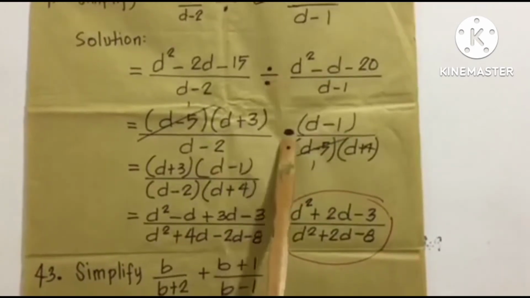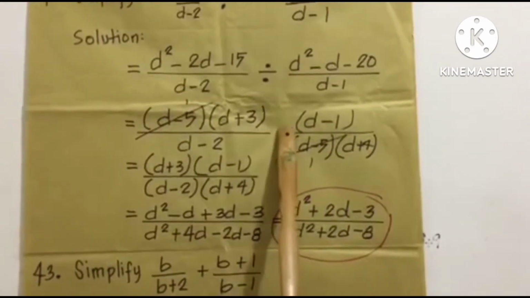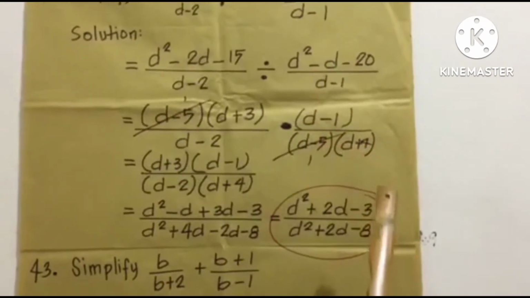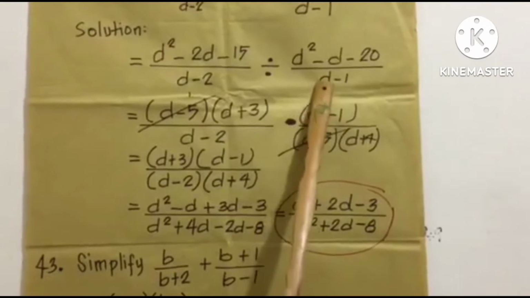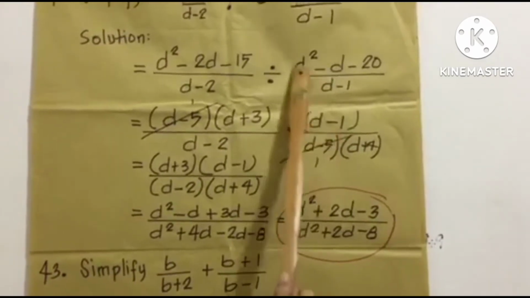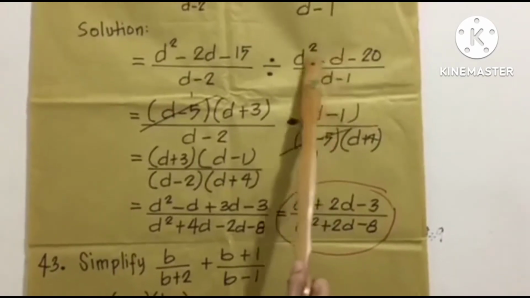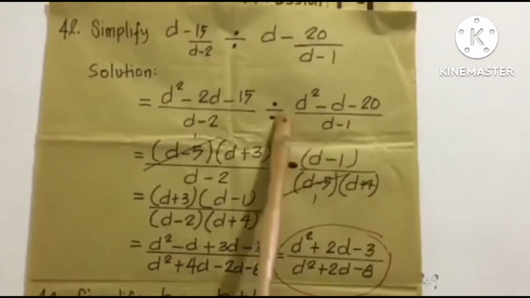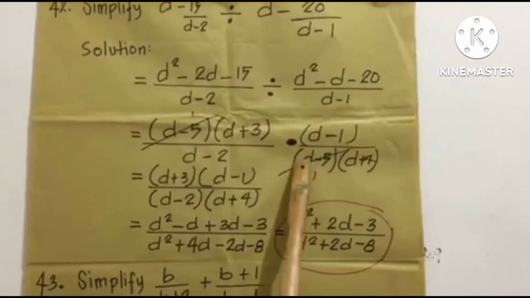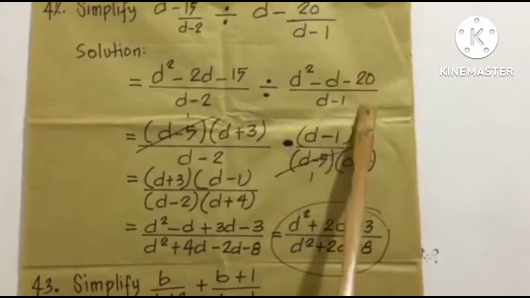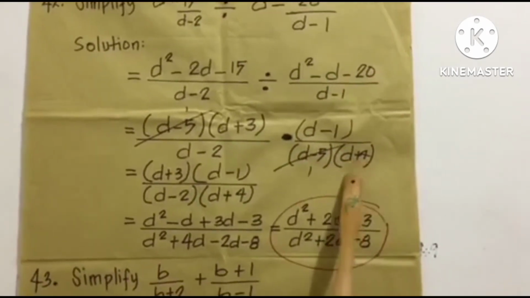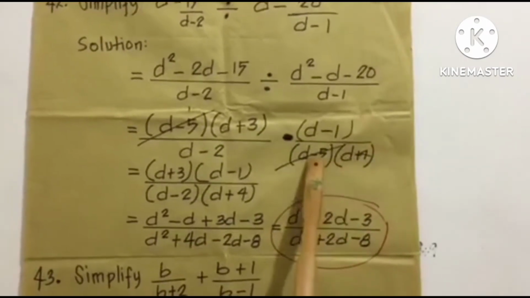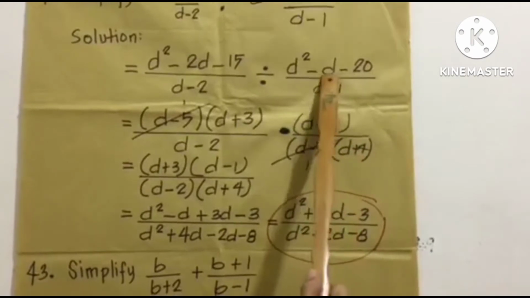Then this symbol changes to multiplication. That means multiplication. Then we're going to reverse the rational expression because the denominator becomes the numerator, and this one becomes the denominator. At the same time we're going to factor d squared equals d and d, and the factors of 20 are negative 5 and positive 4, because negative 5 times positive 4 equals negative 20, and negative 5 plus positive 4 equals negative d.